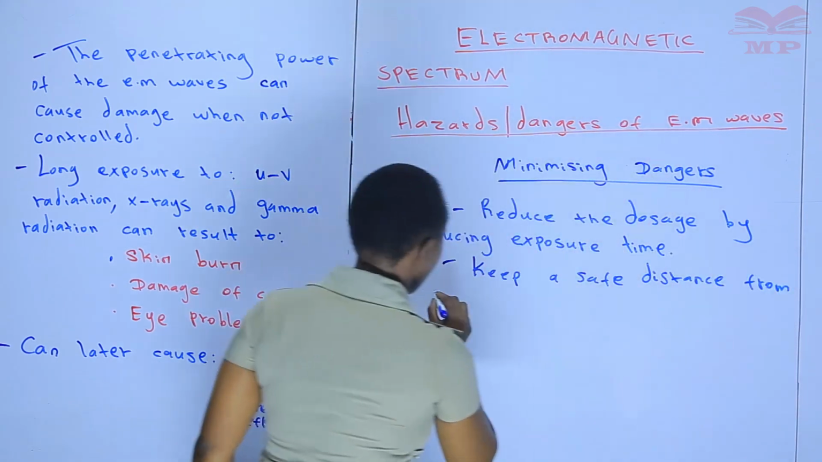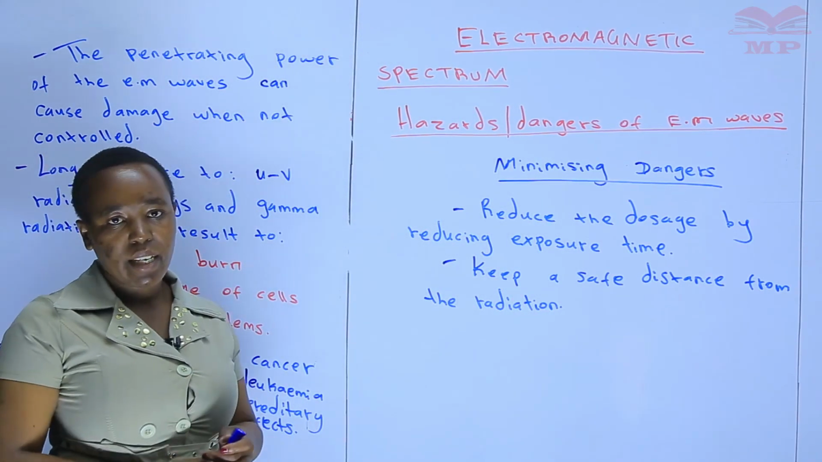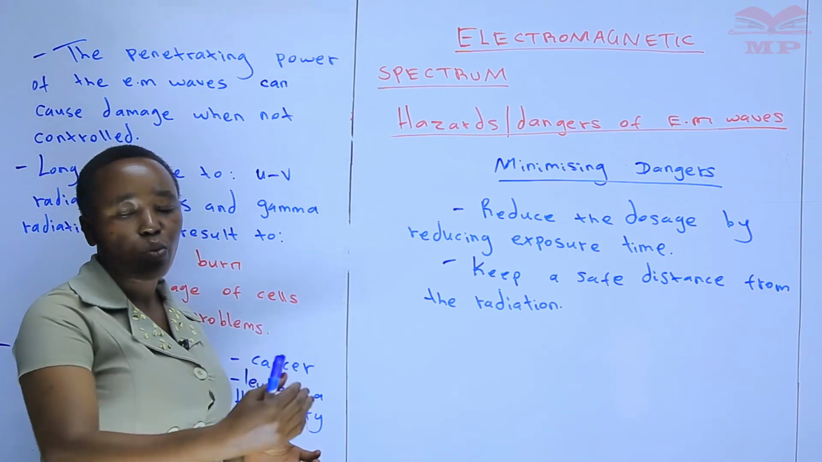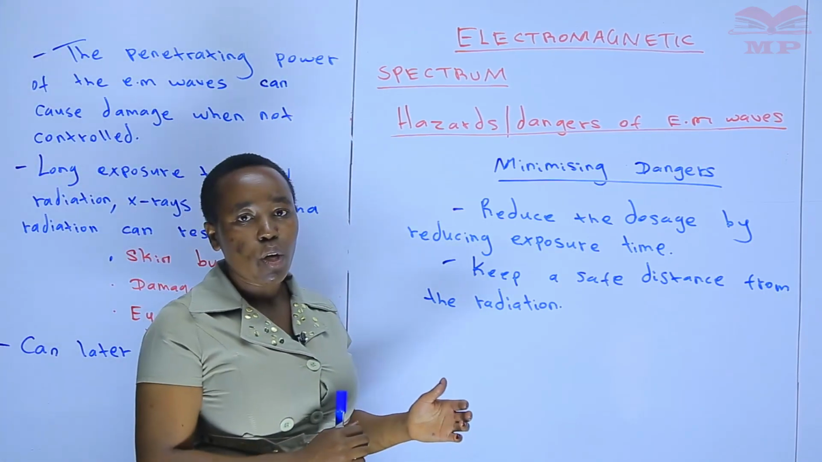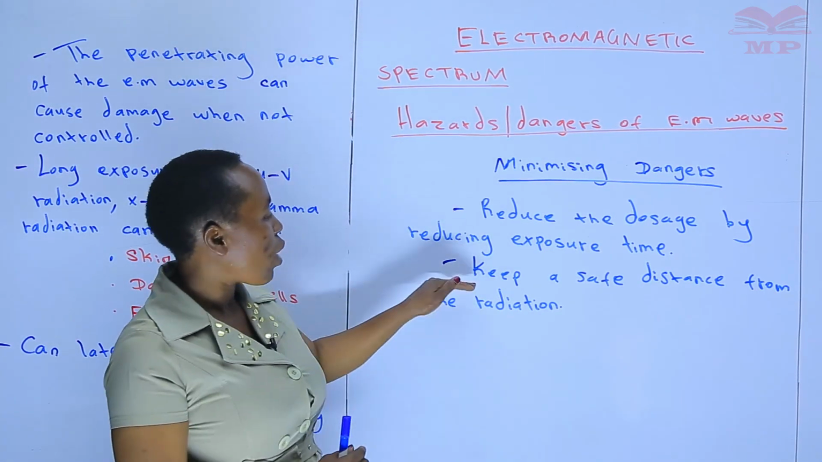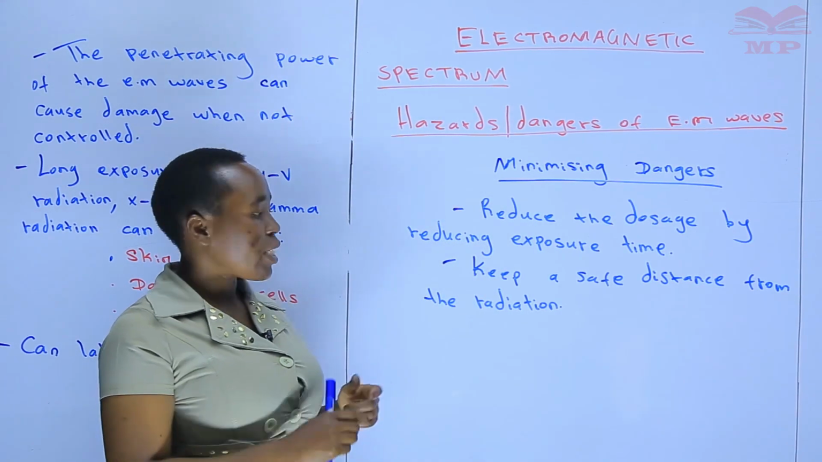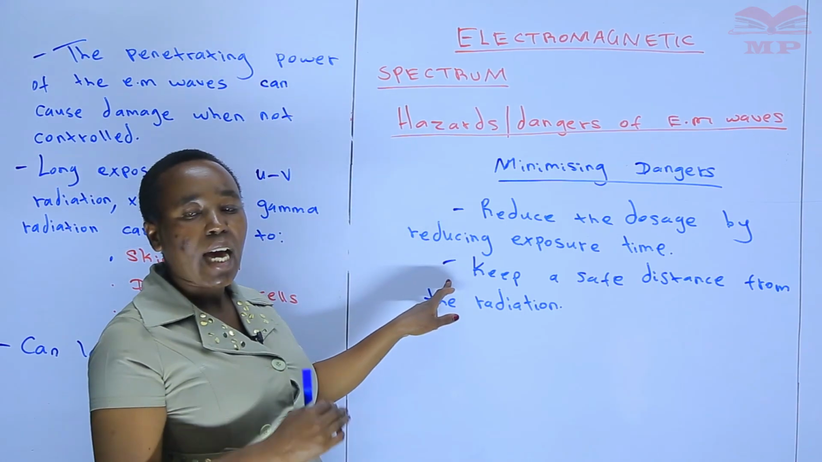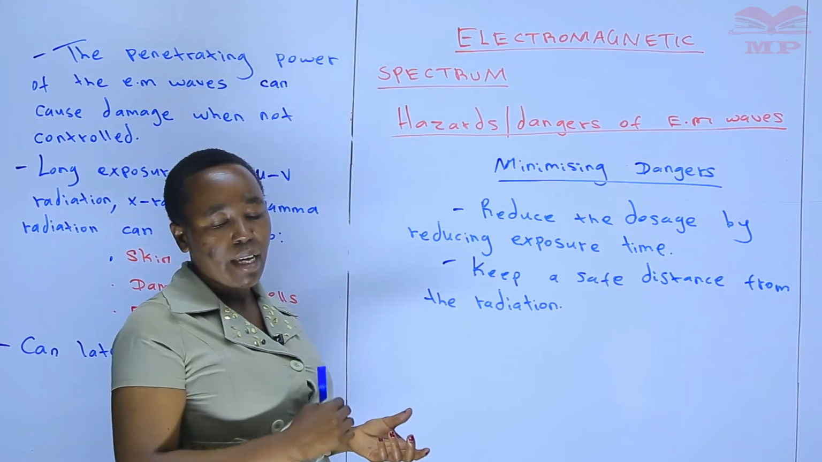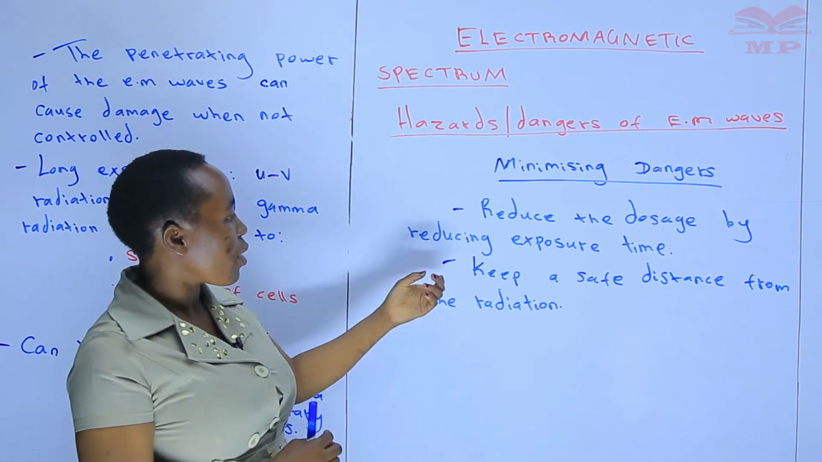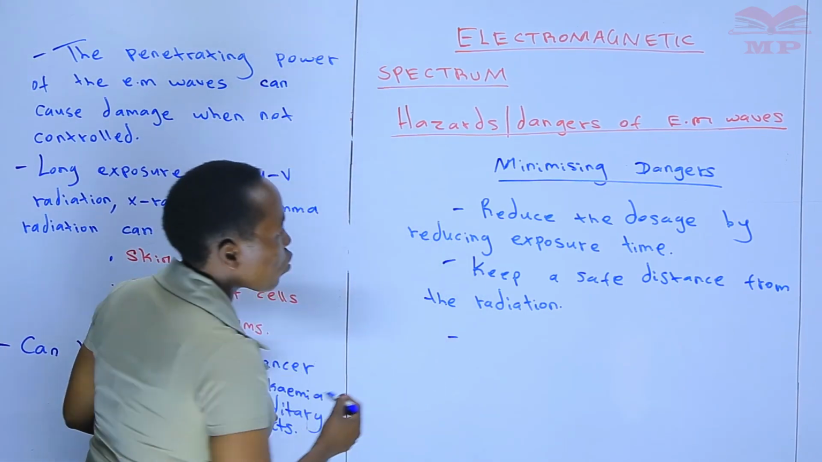Keep a safe distance from the radiation. If you've ever taken a person to undergo an X-ray, most of the times you are not allowed to get in together with the person, because they try as much as possible to ensure that there is no one who can get into contact with the radiations, now the X-rays. So it is advisable that you keep a safe distance, and that's why in those rooms mostly you don't find so many people operating the X-ray machine. So keep a safe distance from the radiation so as to minimize all those dangers.